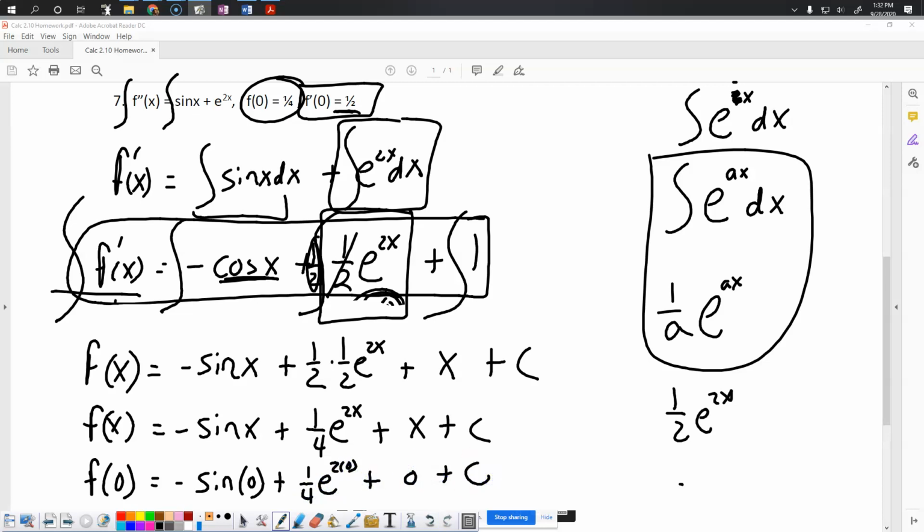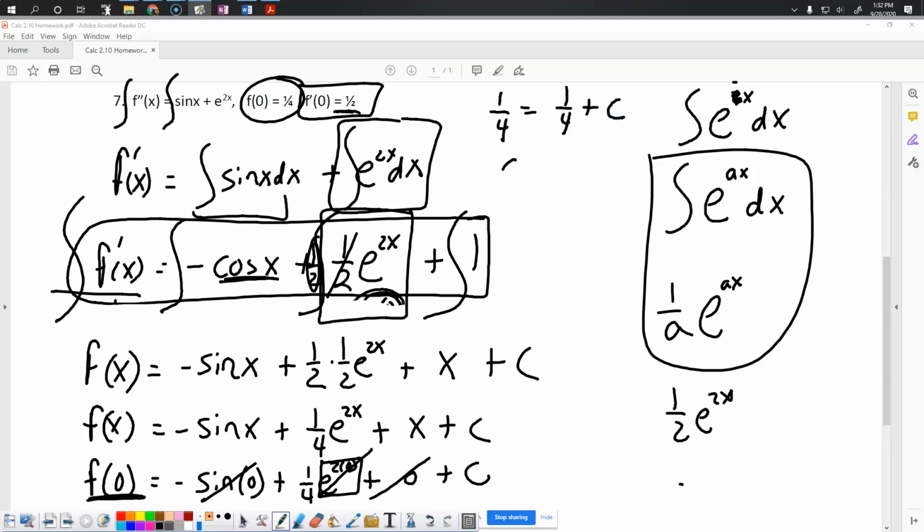Okay. So the 0 doesn't matter. Anything to the 0 power equals 1, so 1 times a fourth is just going to be a fourth, so we can ignore that. And sine of 0 is also 0, so that's gone. So all I have left is a fourth plus c, and then we can plug in what that is. So f of 0 is a fourth. So I have 1/4 for f of 0 is equal to 1/4 plus c.